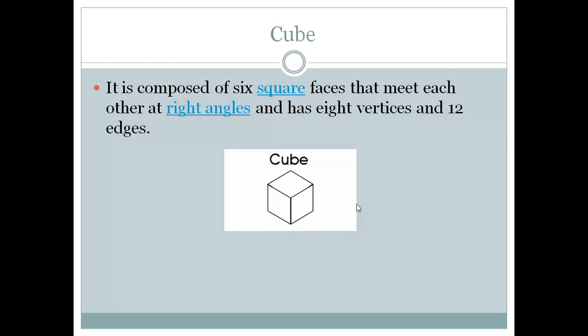So a cube is made up of squares. A cuboid is made up of rectangles. A cube is made up of squares. So do you play with a Rubik's cube? Yes or no? Yes, that cube is made up of squares.